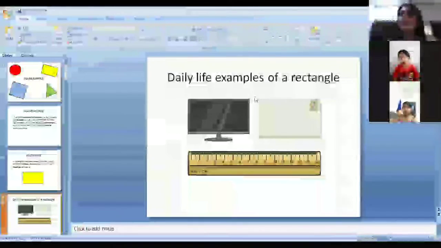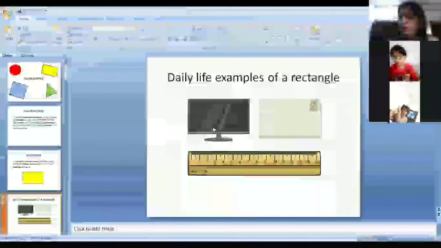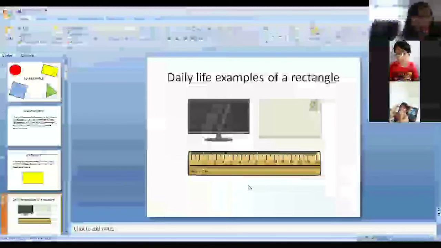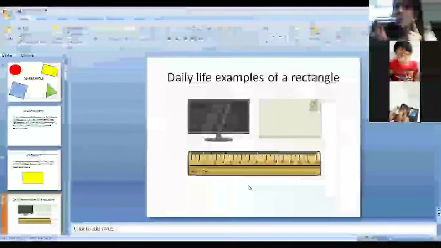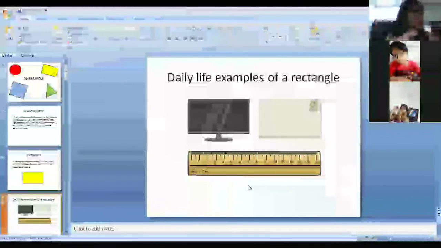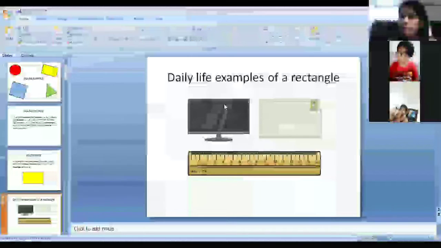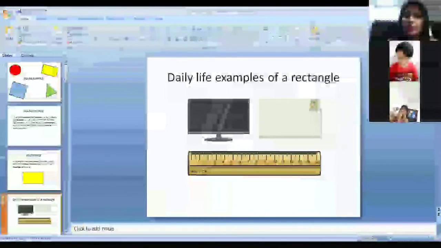These are some daily life examples of a rectangle shape. Children, please have a look. These are some examples of a rectangle. Like here, I have this scale with me. The shape of a scale is a rectangle. This LED is an example of a rectangle shape. Now moving on to the next shape.